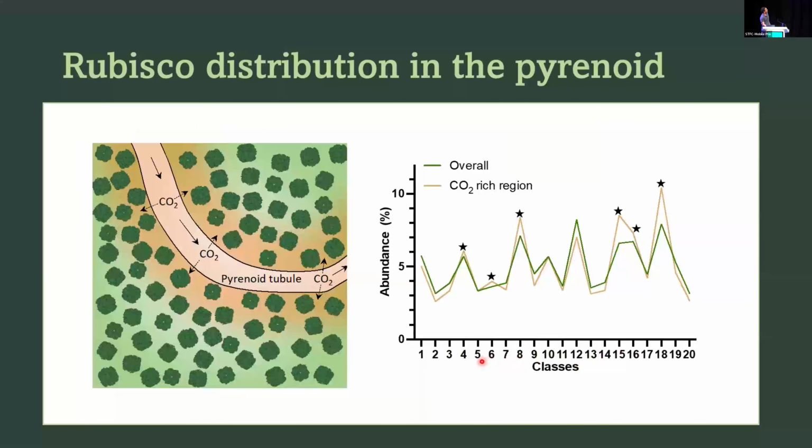He also saw that there is some difference in the distribution according to the concentration of CO2, correlated with the concentration. So next to the pyrenoid tubules, what's called, you can see them in the tomogram, there is a high CO2 concentration, which gradually reduces through the pyrenoid. And some classes tend to occupy this region more than others.